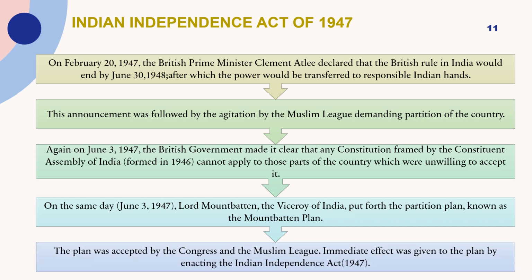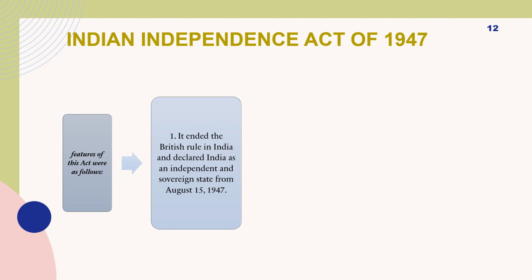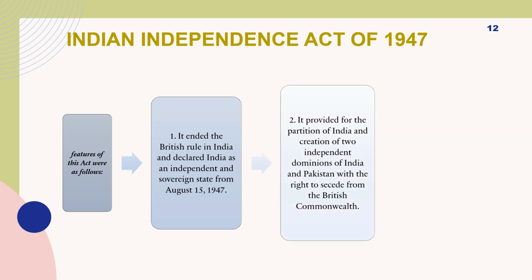Immediate effect was given to the plan by enacting the Indian Independence Act of 1947. It ended the British rule in India and declared India as an independent and sovereign state from August 15, 1947. It provided for the partition of India and the creation of 2 independent dominions of India and Pakistan with the right to secede from British Commonwealth.